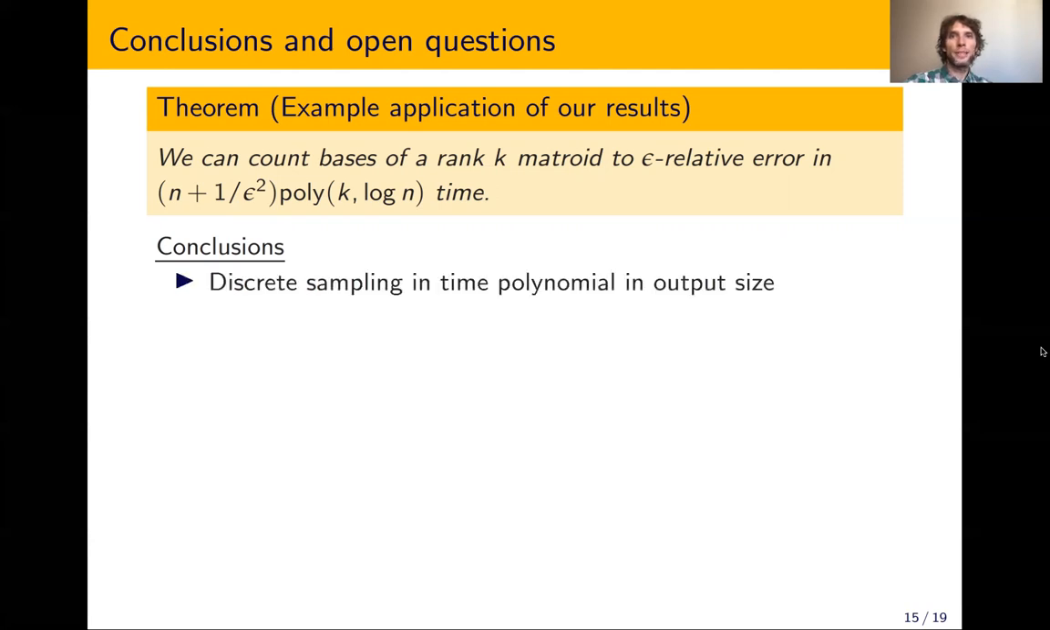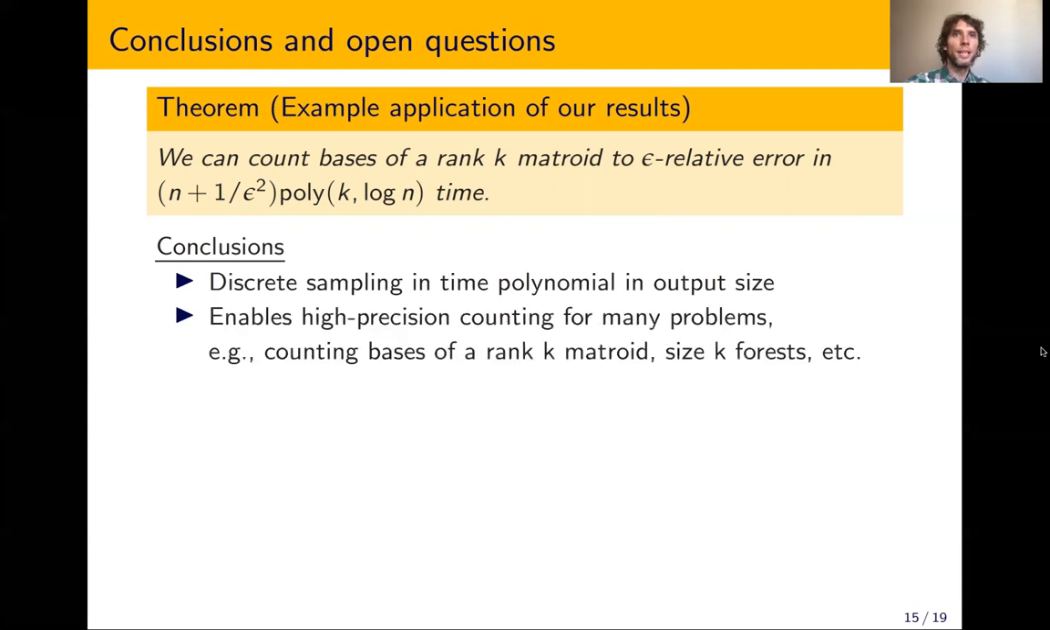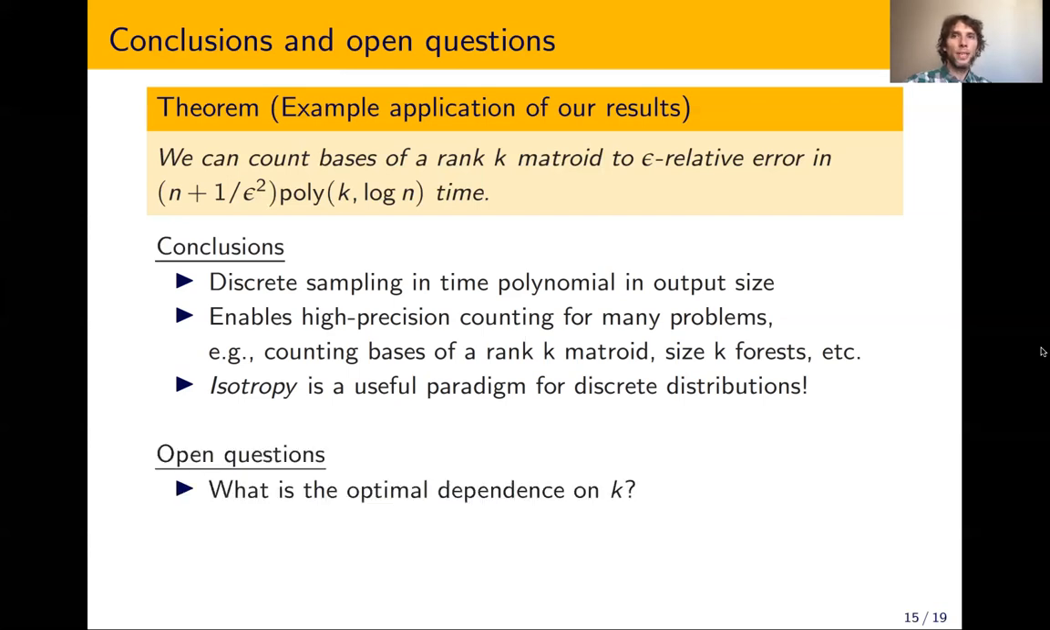Overall, we showed that it is possible to sample from a wide range of discrete distributions in time polynomial in the output size, which, among other things, enables high precision counting for many tasks. Our approach demonstrates that isotropy is a useful concept not only for continuous, but also for discrete distributions, and should be of broader interest. In terms of open questions, we ask, what is the optimal dependence on k?